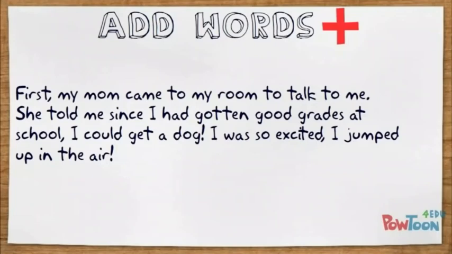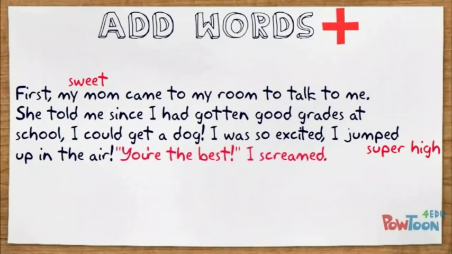First, I'm going to add an adjective. I'm going to write the word sweet to describe my mom. Next, I'm going to add an adverb. I'm going to write super high to describe how I jumped. Last, I'm going to add some more details. I'm going to write, "You're the best," I screamed. Now the reader can imagine what happened in my story even better.